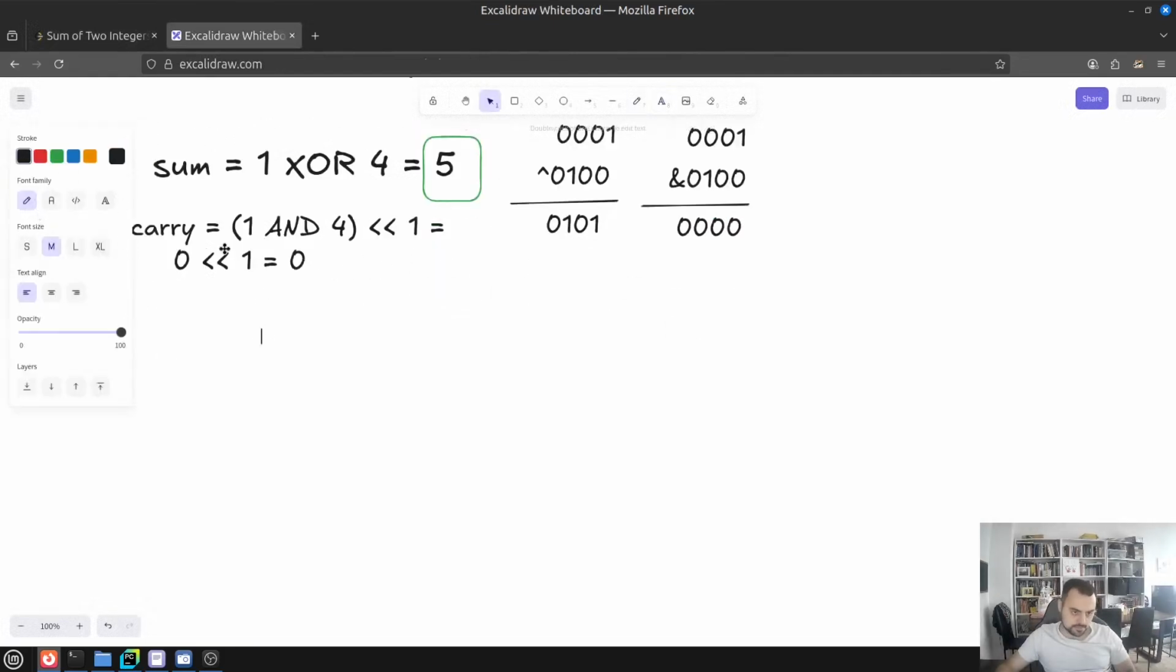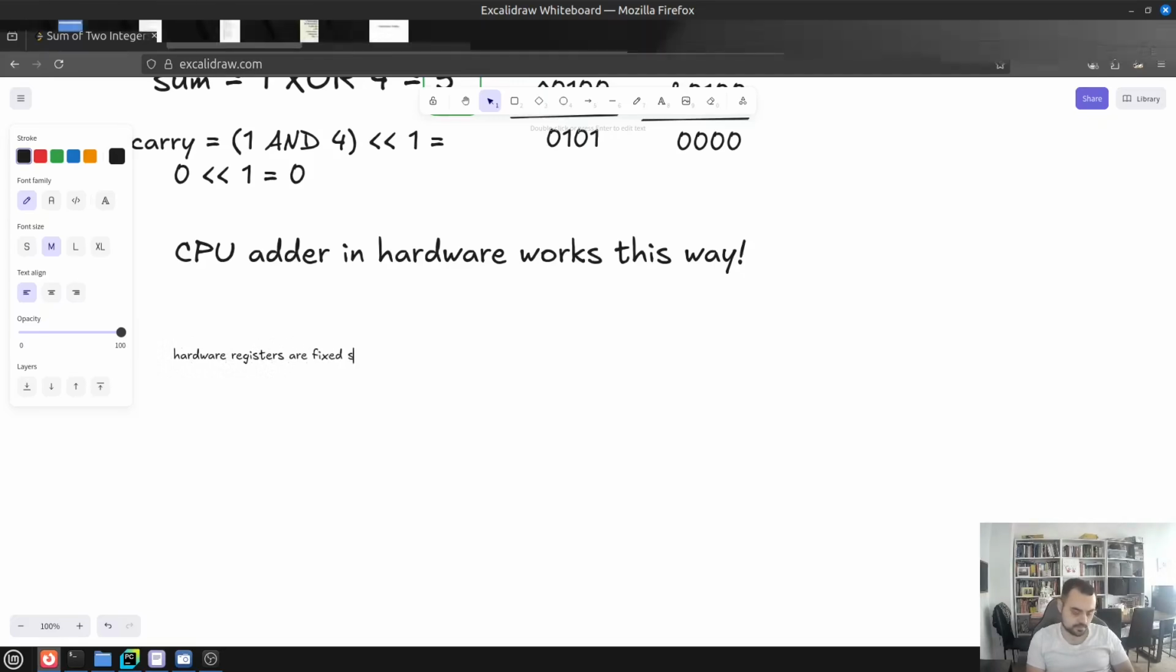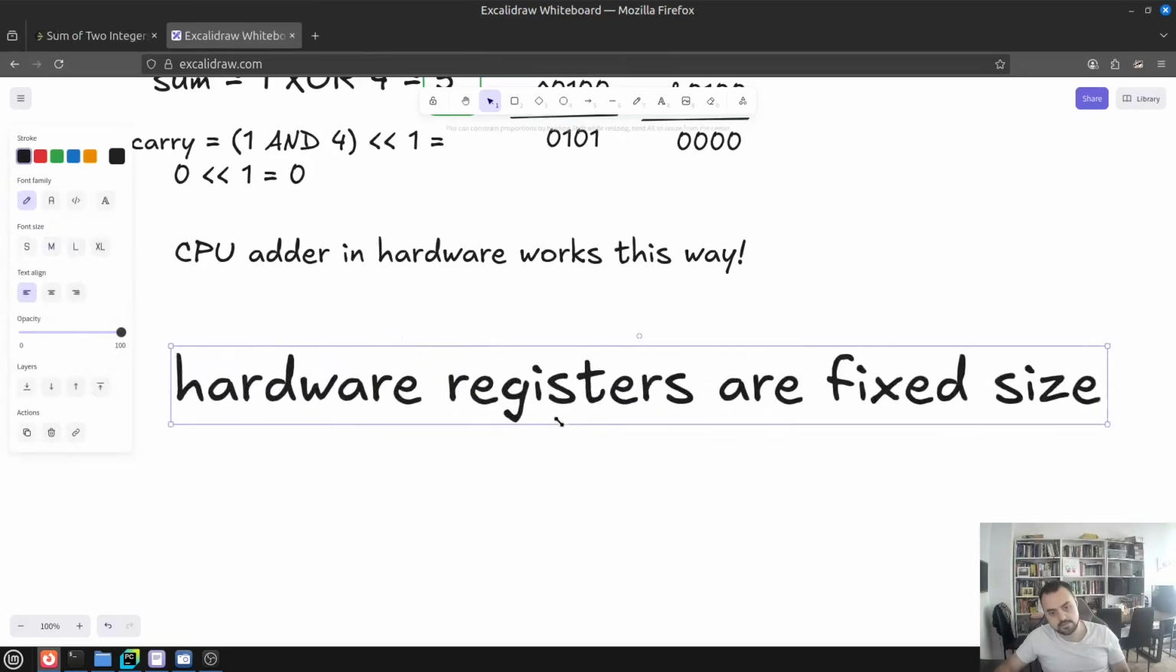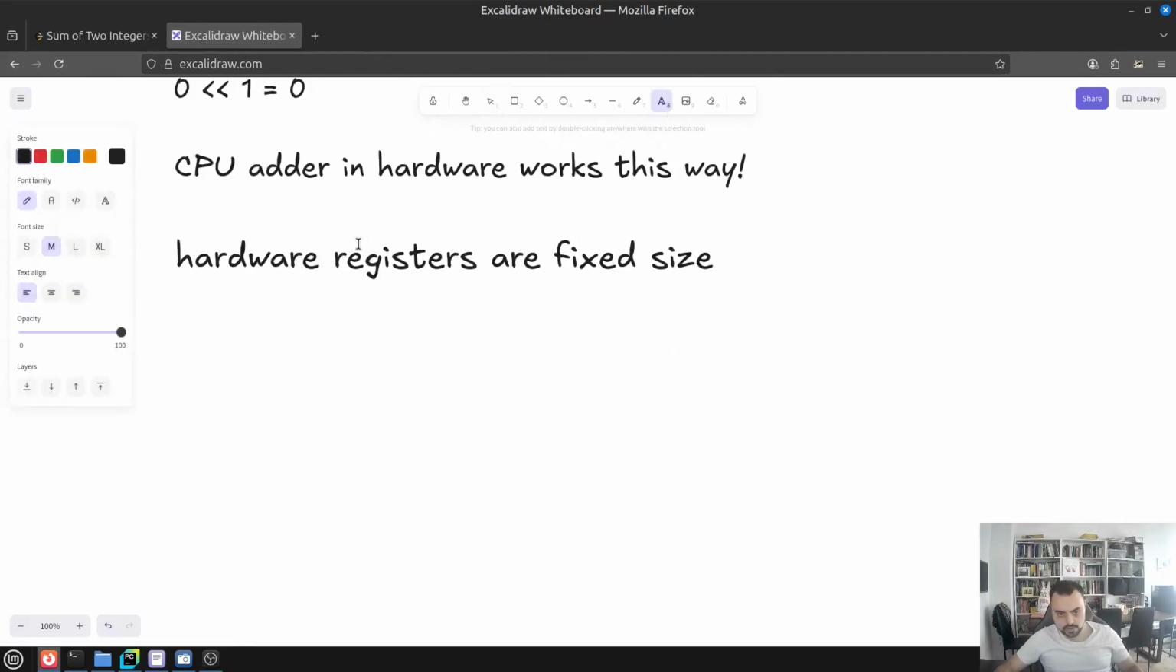So this is, by the way, how CPU or hardware works. And the next important thing is that hardware registers, so where the numbers are stored, are fixed size. And in Python, we don't have any limits on how big the number can grow, except, of course, for RAM. We can run out of RAM at some point, but theoretically it's unrestricted. And we want to limit it to 32 bits. 32 bits or 32 digits, the same thing.